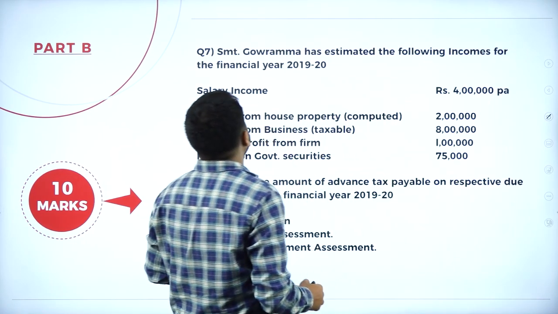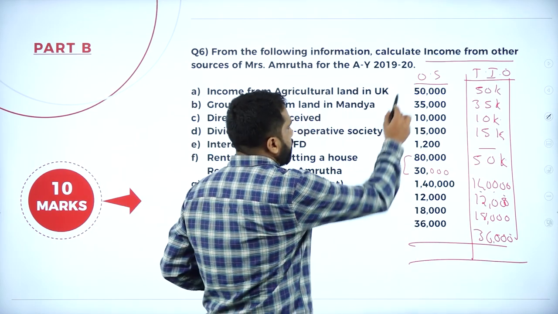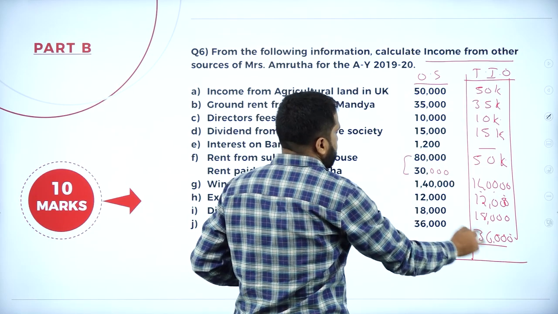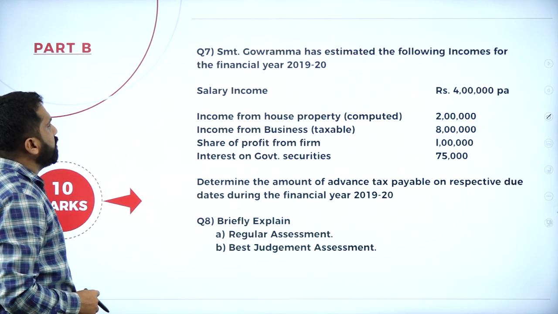Is there any other information? No. So only this much. There is no confusion. Other source, taxable income from other source. Hope you are clear.